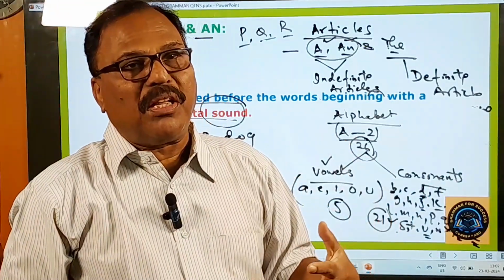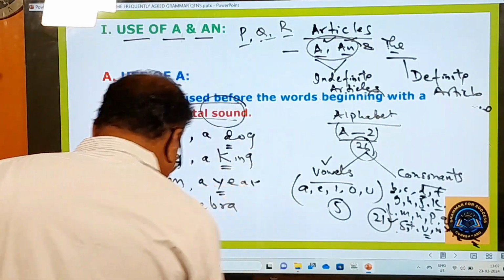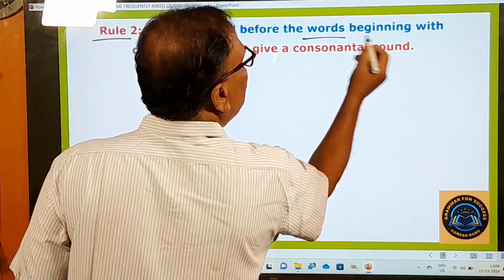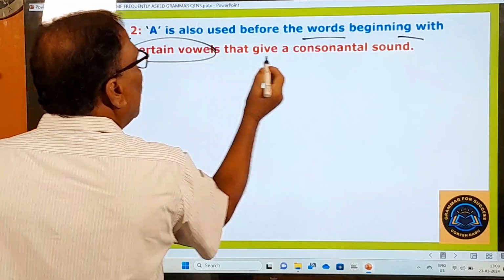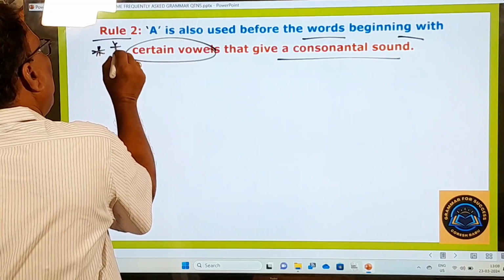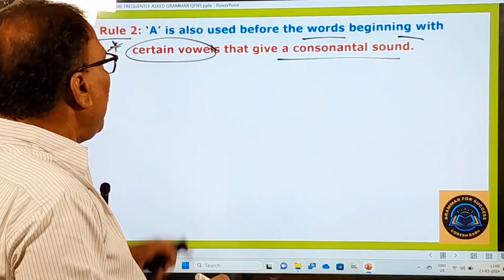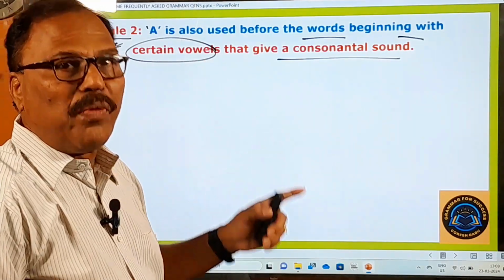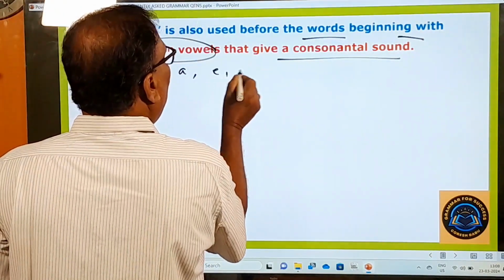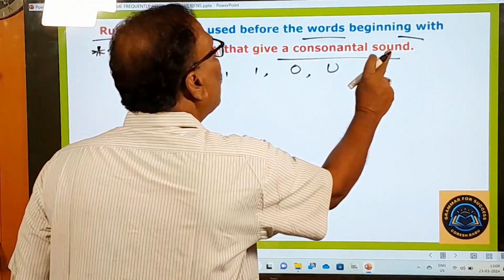Now let us learn about the second use of this A. Okay, let's move on to the next slide. Rule 2: A is also used before the words beginning with certain vowels that give a consonantal sound. This is going to be a very, very important one from your competitive examinations point of view. Here the rule says that there are certain vowels. You know very well what the vowels are: A, E, I, O, U. These are vowels, and some of them give a consonantal sound.